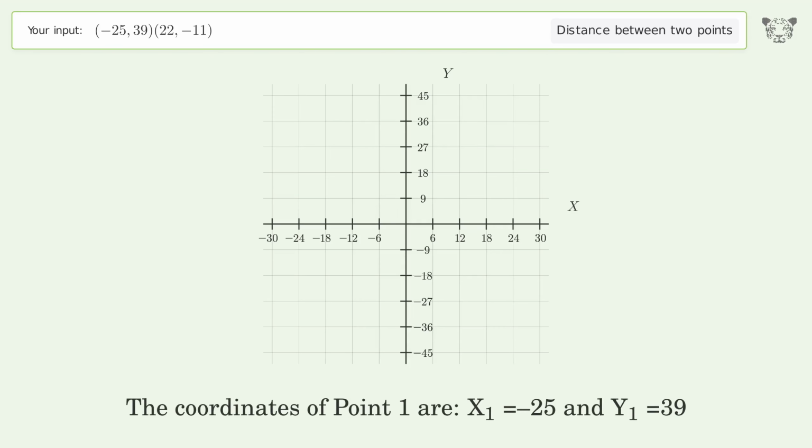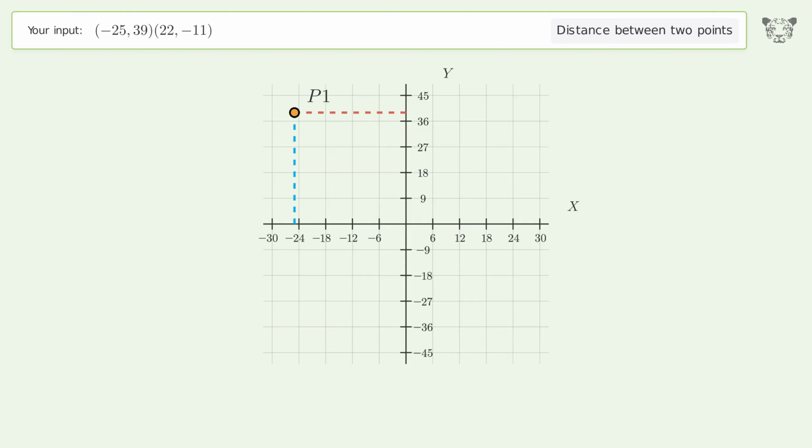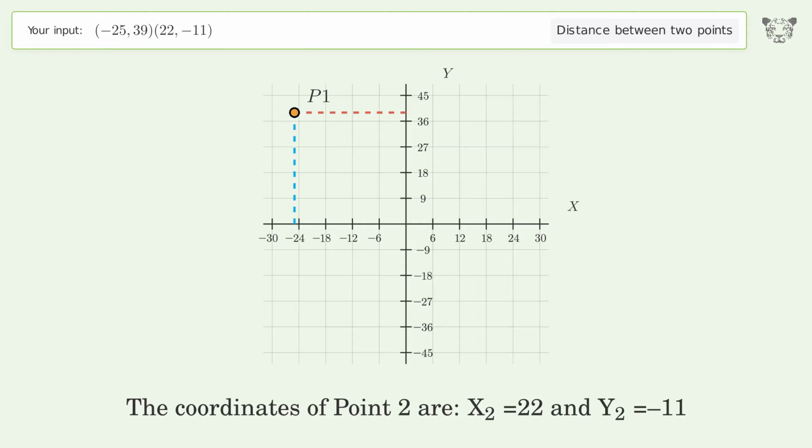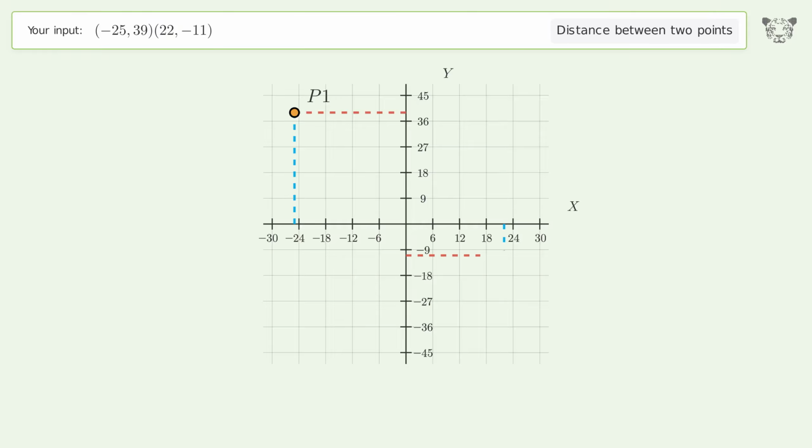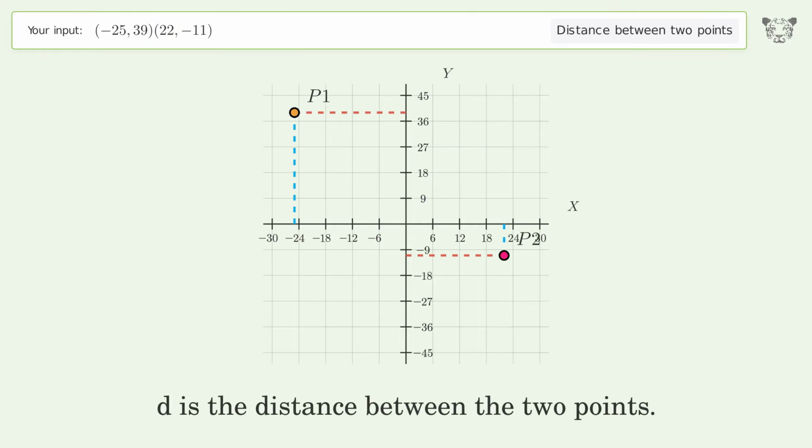The coordinates of point 1 are x1 equals -25 and y1 equals 39. The coordinates of point 2 are x2 equals 22 and y2 equals -11. D is the distance between the 2 points.